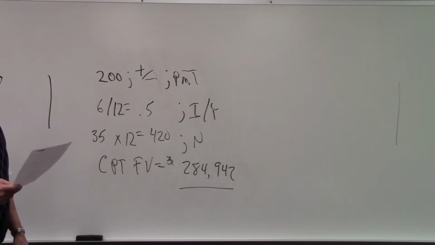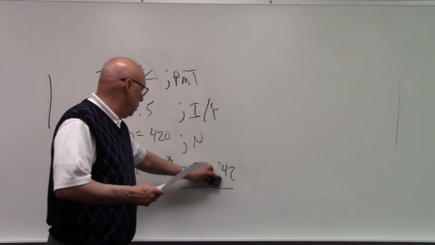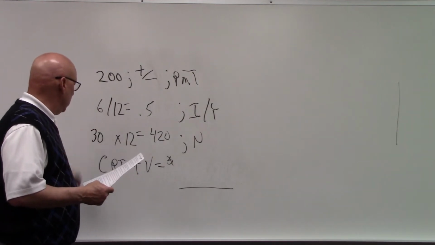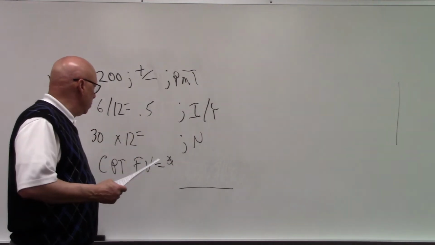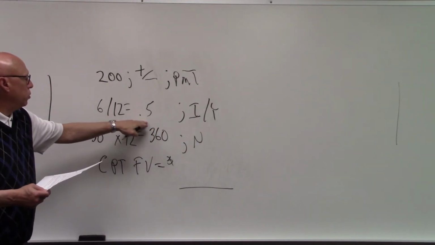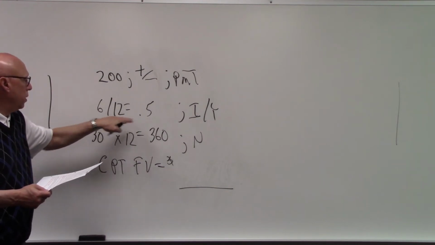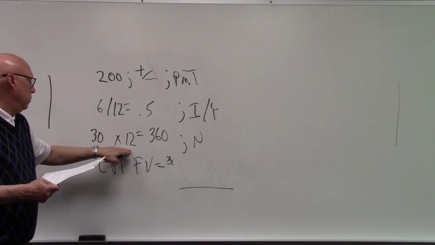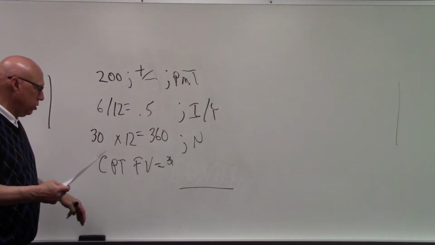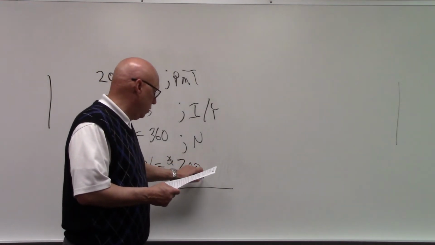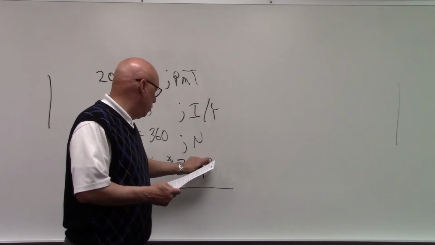What if you only save $200 per month for 30 years at 6%? Man, it's getting smaller and smaller and smaller. So, 30 years times 12 is 360. So, 6% annually divided by 12, 0.5% is your I/Y, 200 is your payment, 30 years times 12 payments per year, 360, is your N. Compute future value, and you only have $200,903.